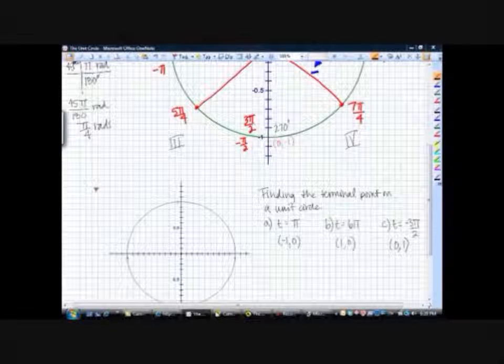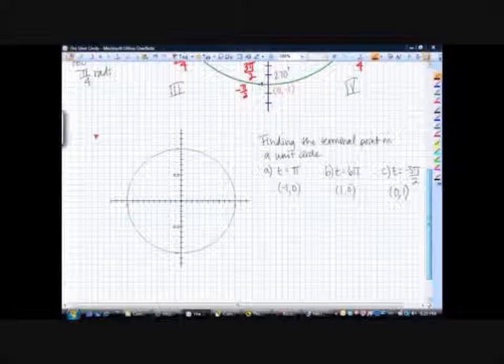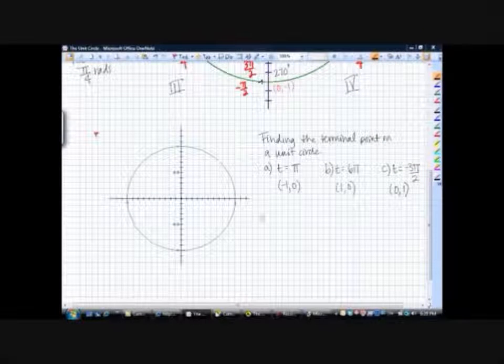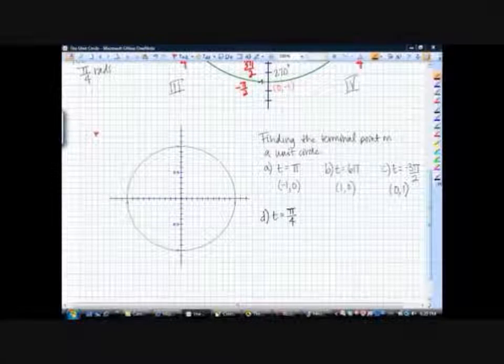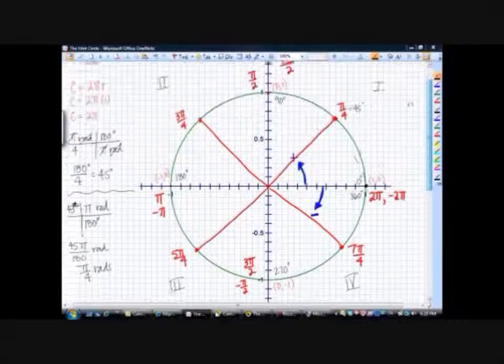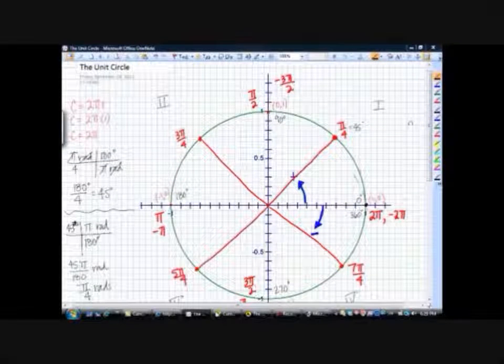That is not on one of the axes of the unit circle. Then it gets a little bit more difficult. For example, what if you want to find t equals pi over 4? Where t equals pi over 4, we have to figure out what the coordinate point is here. It's not 1, 0, it's not 0, 1, it's somewhere in between. We need to figure out an x value and a y value.